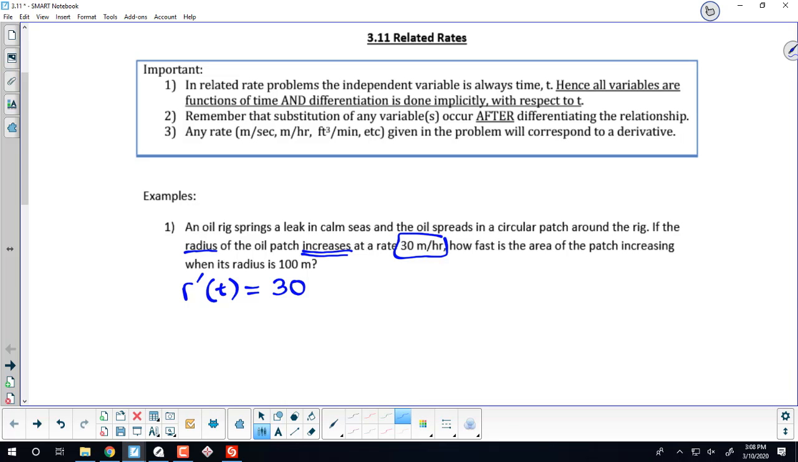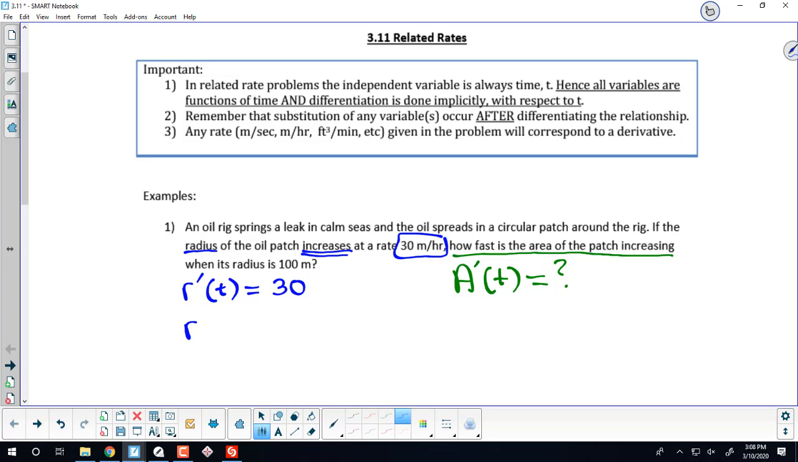What we want to find out is how fast the area is increasing. So what do we want to call area? A. All right. How fast is the area increasing? Is that a rate we're measuring, or are we just measuring something static? It's a rate, right? How fast is the area increasing or decreasing? That's a rate. So we want to know what A prime is when the radius is 100 meters.